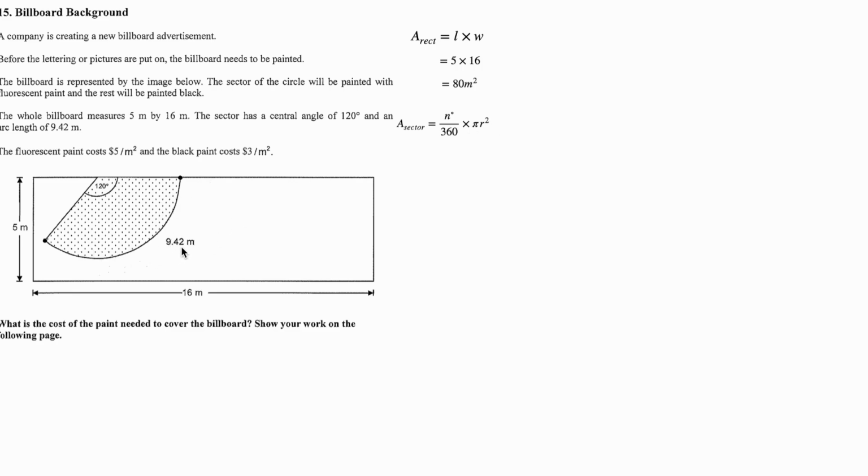We could use our arc length formula to figure out our radius. Arc length is n degrees over 360 times 2 pi r, the circumference. I'm going to fill in everything I know, which is the arc length is 9.42. The central angle is 120 degrees. I'm going to do 120 divided by 360 times 2 times pi.